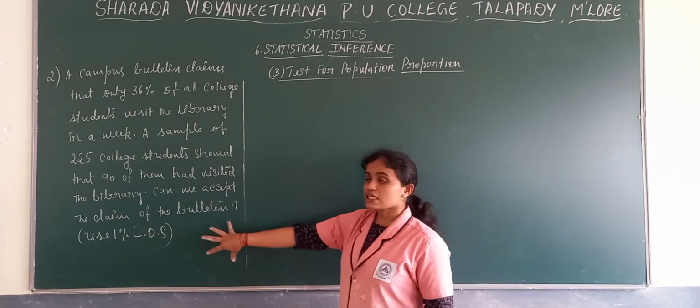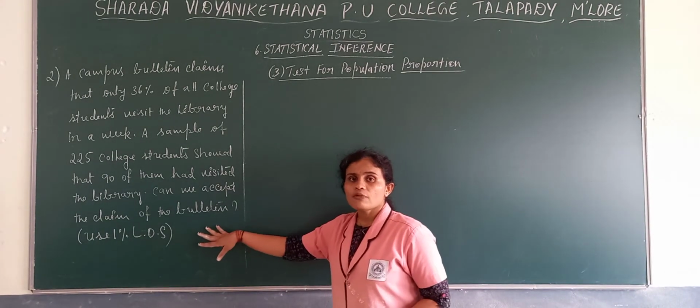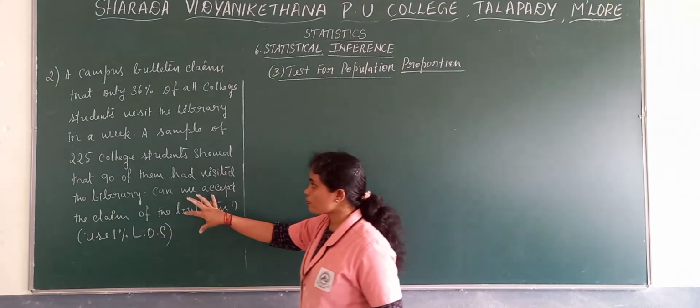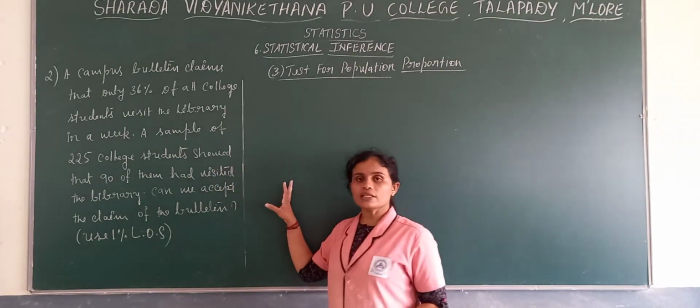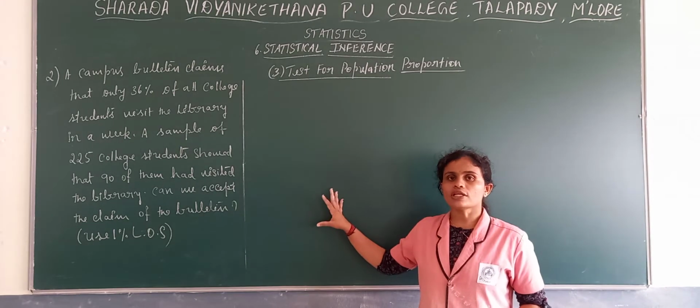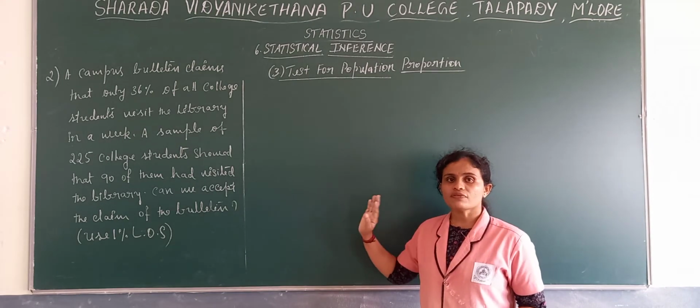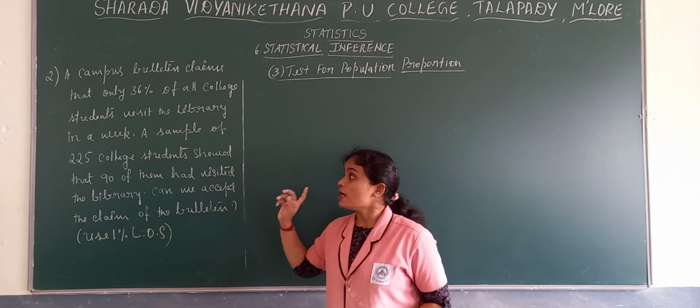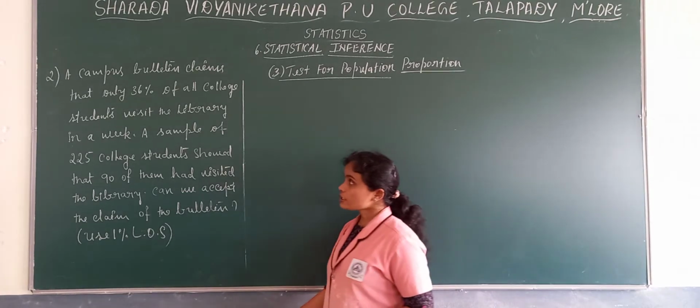Yesterday we saw one problem where the proportion is equally distributed. Proportion is equally distributed means P and Q, where we take P and Q as equal. But in this particular problem, read the problem there.